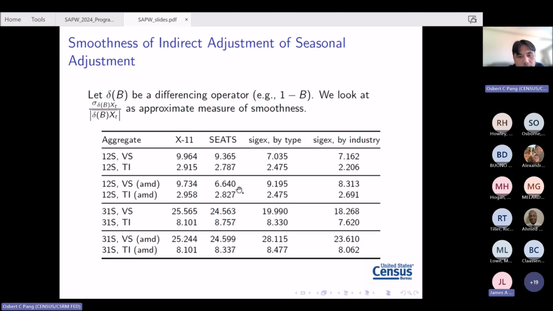Yeah, and then for the auto model though, it looks like a SEATS indirect adjustment is generally smoother compared to the others. Similarly here, for value of shipments, if we do force an airline model, at least 31S, which I think is aluminum metal products, it's a little smoother to look at the indirect adjustment of the seasonal adjustment, at least by this particular measure being calculated.